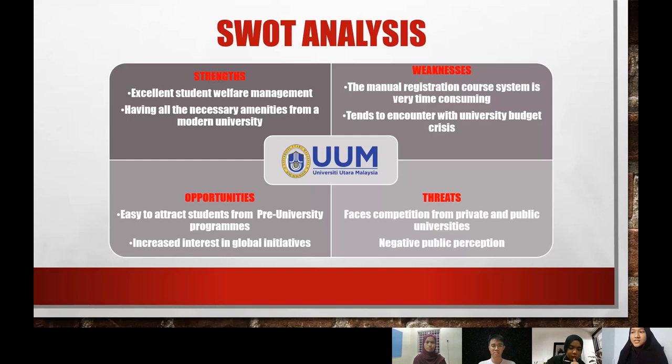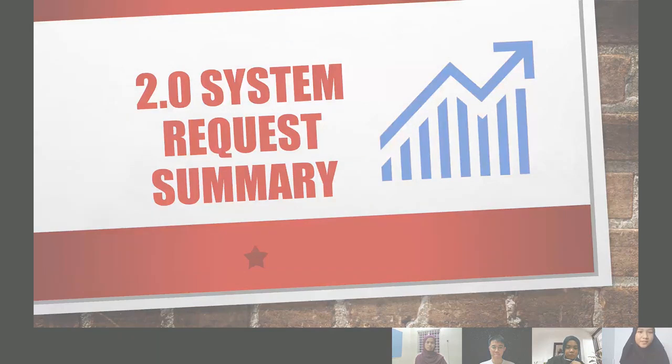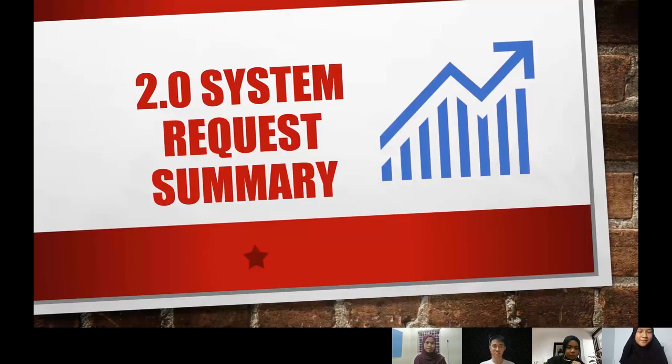Next is threats: it faces competition from private and public universities. As you know, there are a few universities near UUM, such as UNIMAP and UiTM. Another threat is negative public perception. We continue to the next part, which is the system request summary. For the next part, I'm going to talk about the system request summary.